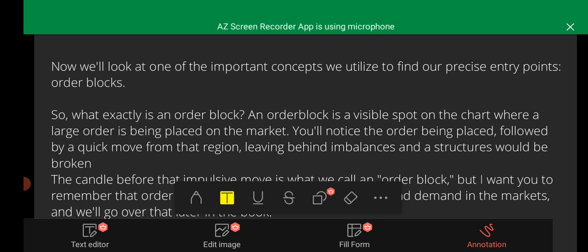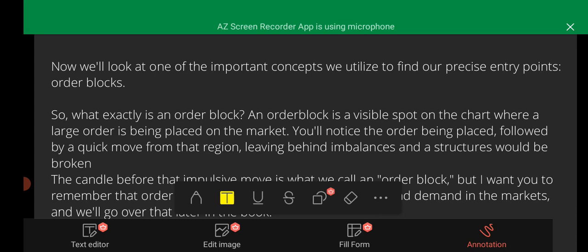So an order block is that candle, that area, a visible spot on the chart where you expect to see a very strong, very big movement to the upside or to the downside. You see a very quick move from that area, and that area is what we call an order block. I will show you what an order block is. That movement will be very strong and quick, and will leave behind some imbalances, and you will also see breaks of structure.